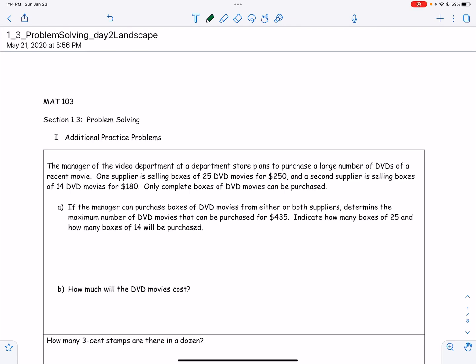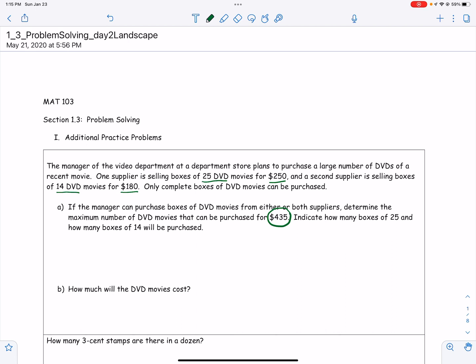Right, this is 1.3, the second section, and we're going to do a little bit more problem solving. So one of the problems that we will look at is dealing with a department store who wants to purchase a number of DVDs, and these DVD boxes cannot be broken up. So this is kind of like a trial and error. We've got one box of 25 that we can sell for $250, or we've got one box of 14 that we can purchase for $180. And so our total amount that we want to not go over is $435.